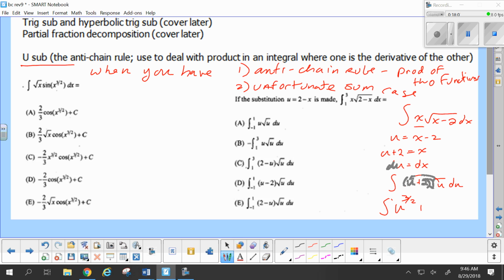3/2, and u to the 2u to the 1/2. Then you can integrate using the power rule and all that stuff and sub back. Do you have to sub back for u in an indefinite integral? Yes, you must sub back in an indefinite integral.